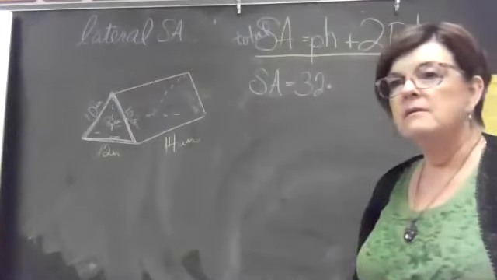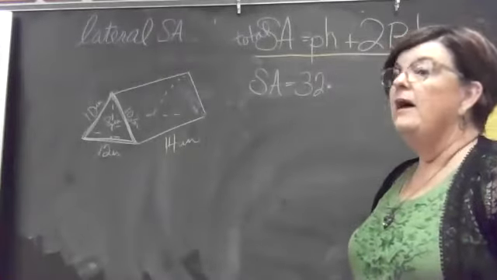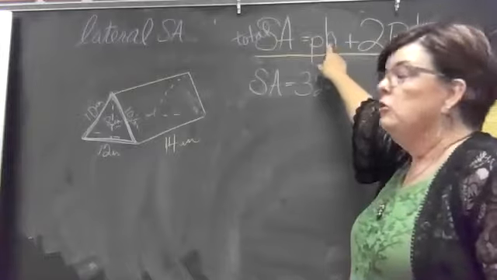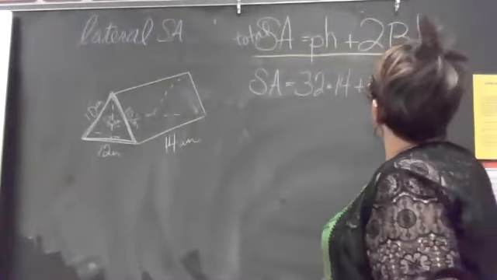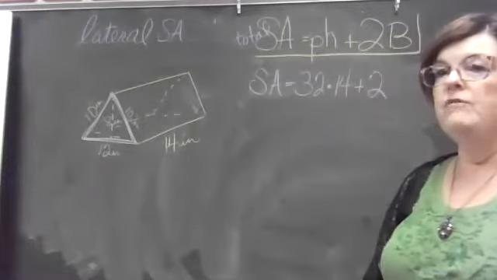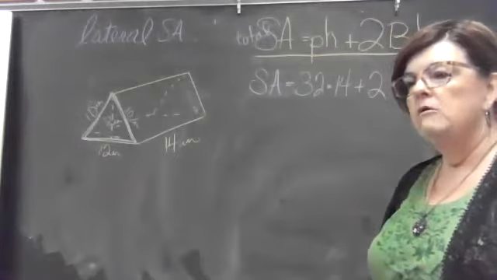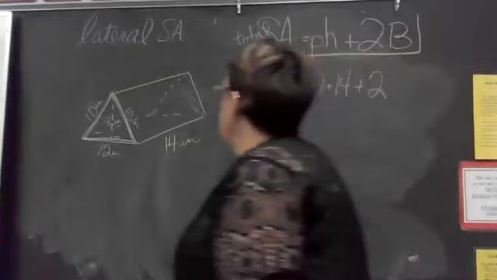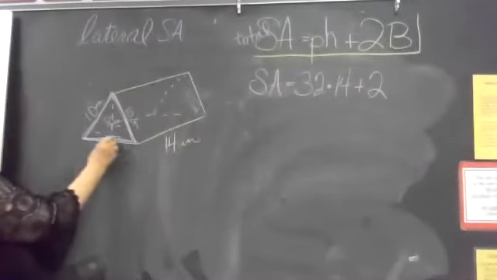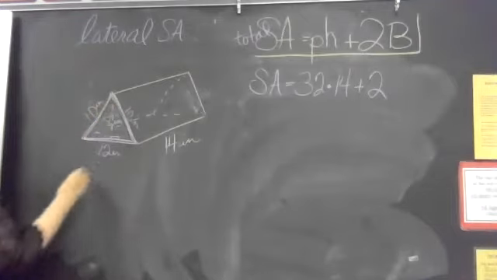That's not the 8. It's not the 8. The 8 is the height of just the base. I want the height of the prism, which is our other number, 14, plus 2 times the area of the base. This is where you have to take a side trip and you say, okay, where is the base? What shape is it? What formula do I use to find the area? So I need the area of the base. Here's our base. What shape is it? It's a triangle.